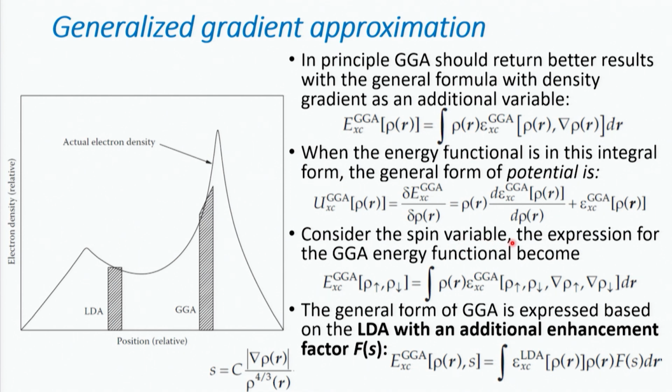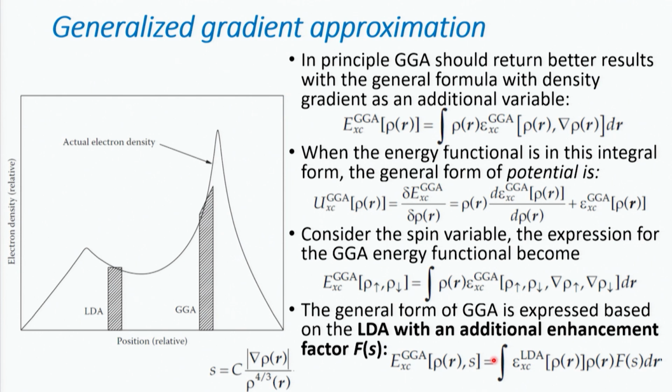So, considering the spin variable, the expression for the GGA energy functional also needs to consider the spin. The general form of GGA is expressed based on the LDA with an additional enhancement factor, Fs, and this Fs factor we can write like this. Essentially it can approximate the gradient. If you use GGA, then it will better approximate the exact charge.